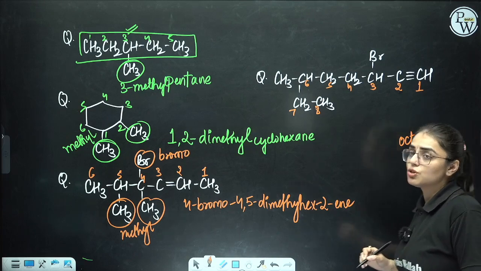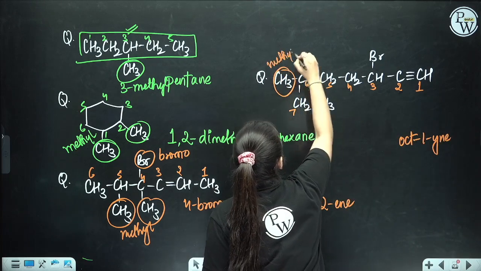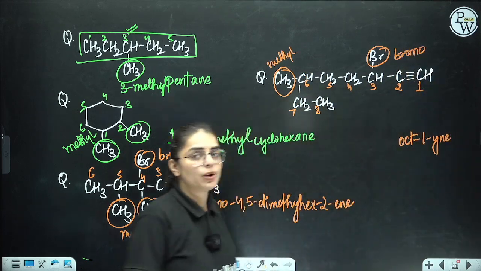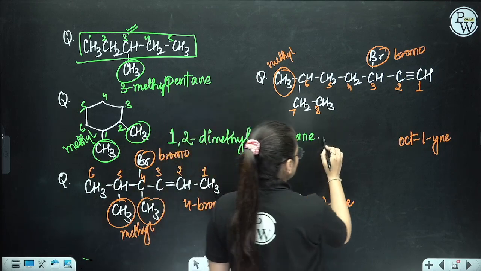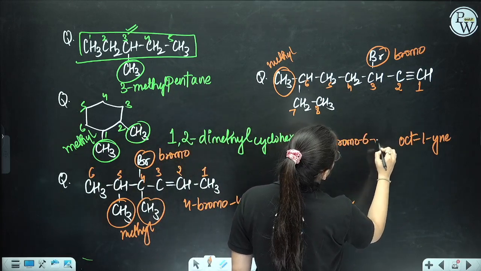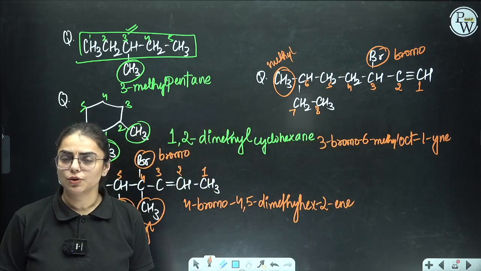Now see students, there is no functional group over here, but yes, we have 2 extra groups. This is methyl group and this is bromine group, so it is bromo. Now again, as per ABCD, bromine is going to come first. So this is going to be what, ma'am? This is going to be 3-bromo, then again dash, then it is going to be 6-methyl. Then it is oct-1-yne. Is it clear to each and every one of you? It was simple, I guess.